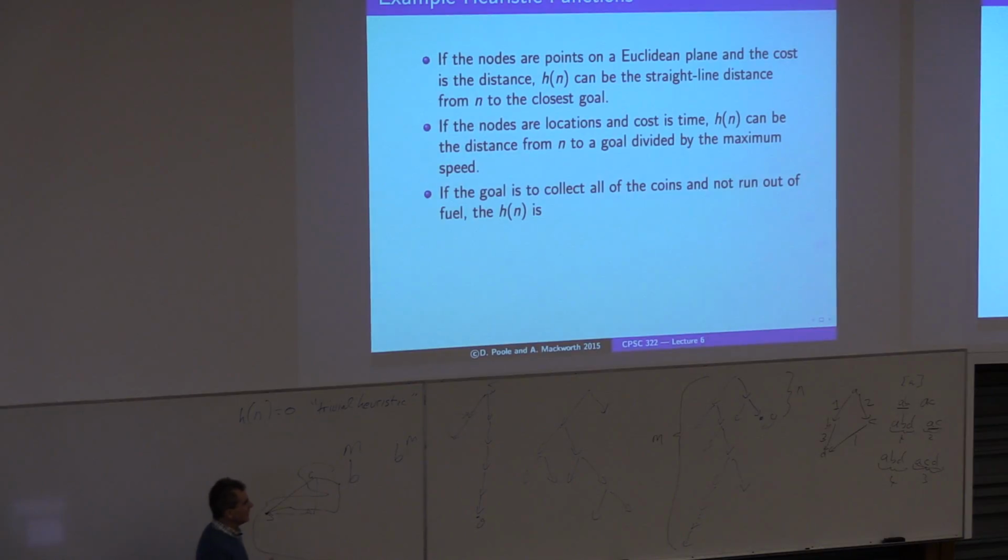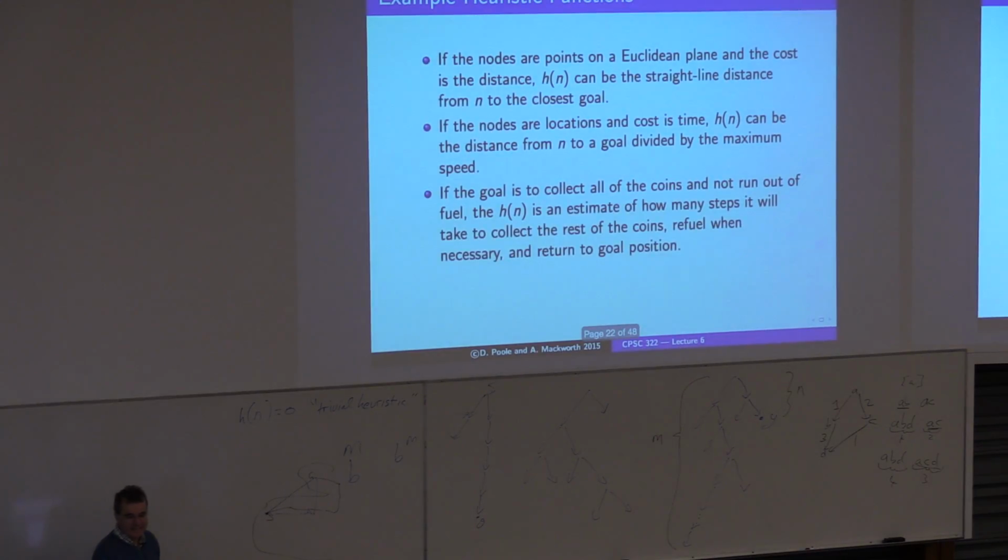If the goal is to collect all of the coins and not run out of fuel, right, h of n is an estimate of how many steps it will take to collect the rest of the coins and refuel and return to the goal position. We're just trying to guess how much this takes. So it's just a guess. We're trying to estimate this, and we could have all sorts of different estimates of this. We could ignore the coins. We could ignore walls. By ignoring parts of the problem, we can get this heuristic function. So we could ignore coins. That would give us just the distance, which would give us an underestimate. We could ignore walls because walls increase our distance.